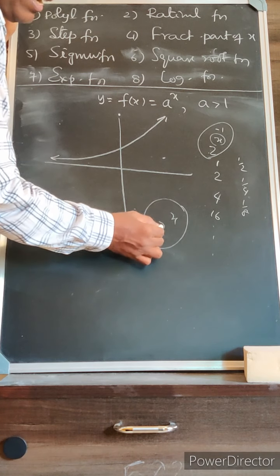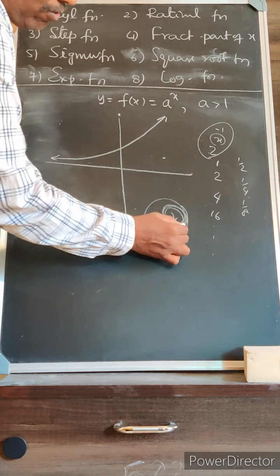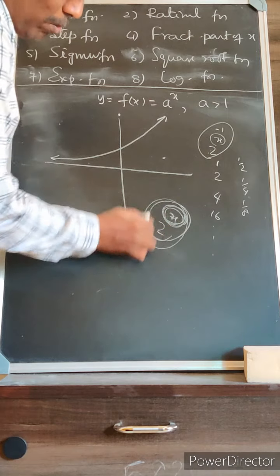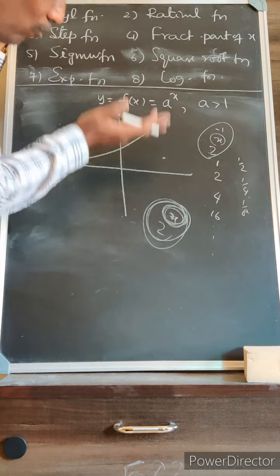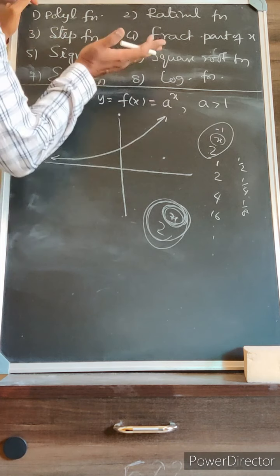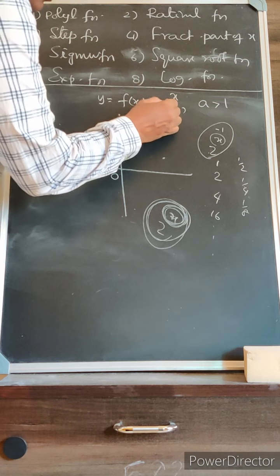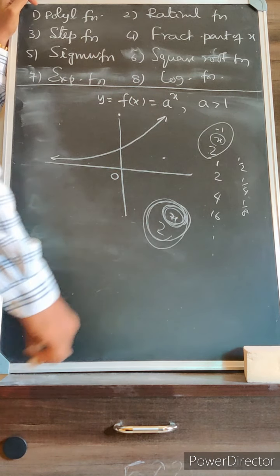It cannot be negative. Whether x may be positive, may be 0, or may be negative, 2 power x always remains a positive quantity. Therefore, the curve lies above the x-axis. That means the y value, 2 power x, should always be a positive quantity.